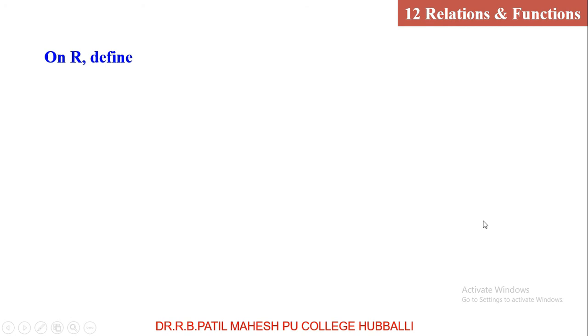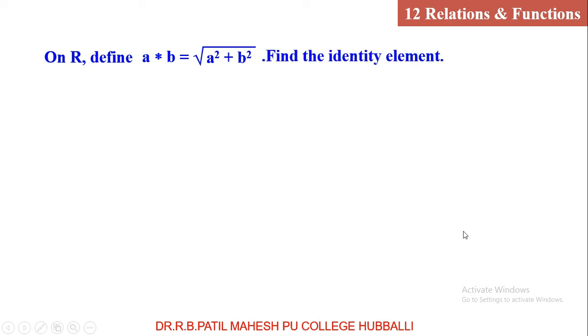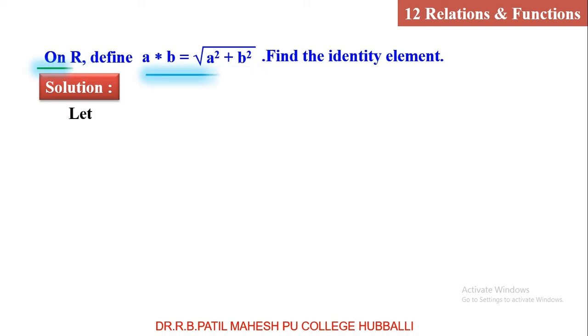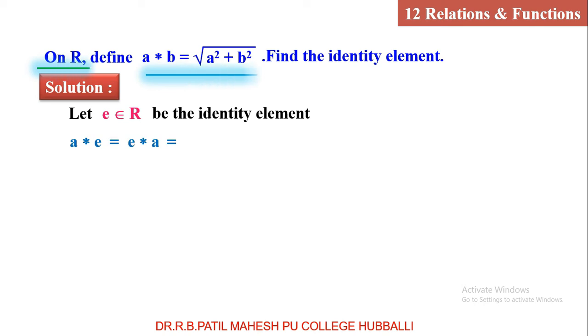Then we'll have one more example. On the set of real numbers, define a star b equal to root of a square plus b square. Find the identity element. Solution. One more question, just find the identity element. Already you are very familiar with the definition of identity element. So consider e belongs to the given set R, be the identity element. Operation a star e equal to e star a equal to a, for every a belongs to the set R.